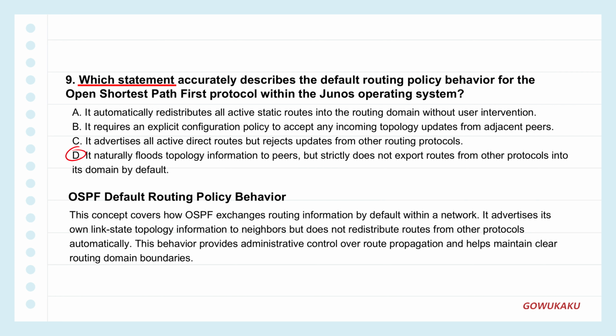That also explains why B is wrong. OSPF inherently accepts updates from peers. You don't need a policy to accept them, only to export them. Gotcha. And C is incorrect because OSPF doesn't automatically advertise all active direct routes either.